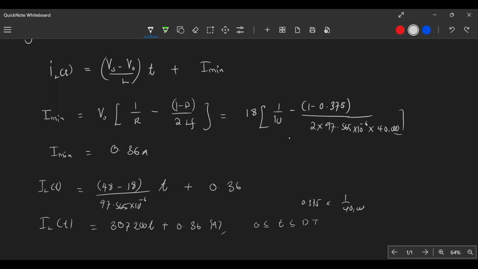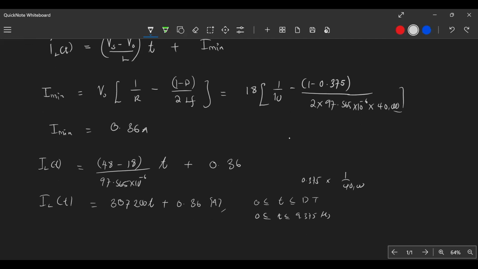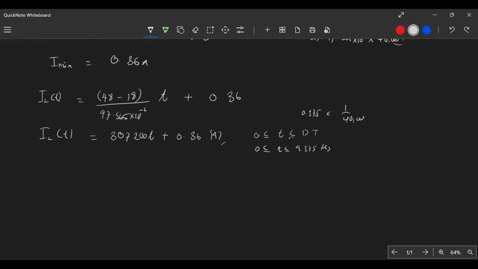I haven't calculated it, so let me just try the calculator here. So 0.375 times 1 over 40,000 is about 9.375 microseconds. So you can say this equation is valid between 0 and 9.375 microseconds. So that's the inductor current for this interval.